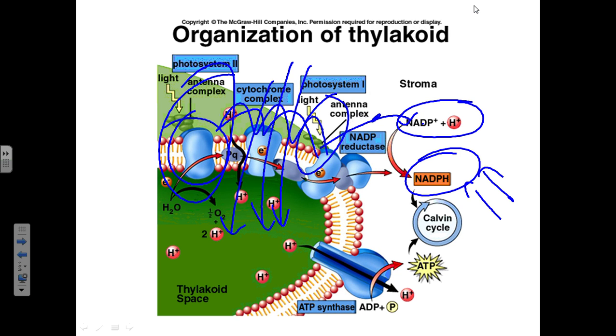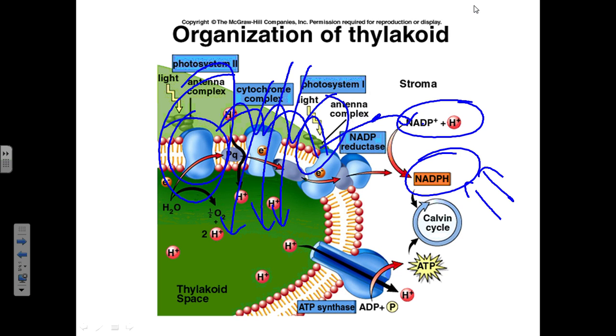It needs to get them back. Where does it get electrons back from? It rips apart water, stealing electrons from water. And what's left from a ripped apart dead water molecule? Oxygen and H pluses, right?